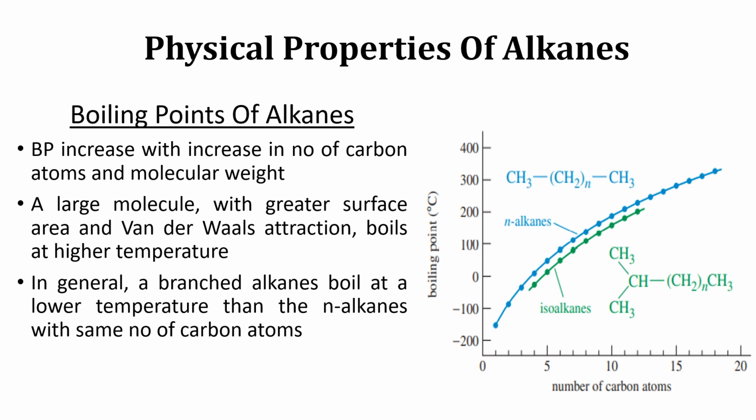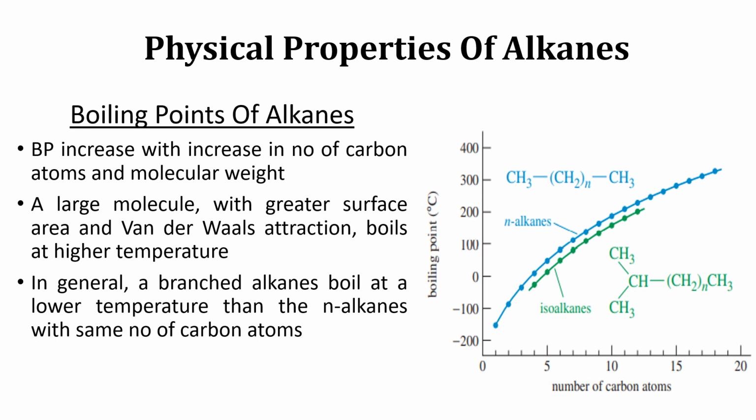A graph of n-alkane boiling points versus the number of carbon atoms, the blue line in the figure, shows that boiling point increases with increasing molecular weight. Each additional CH2 group increases the boiling point by about 30 degrees Celsius up to about 10 carbons, and by 20 degrees Celsius in higher alkanes.